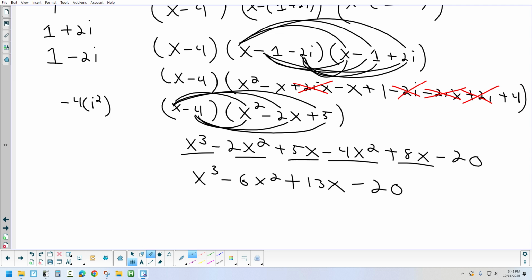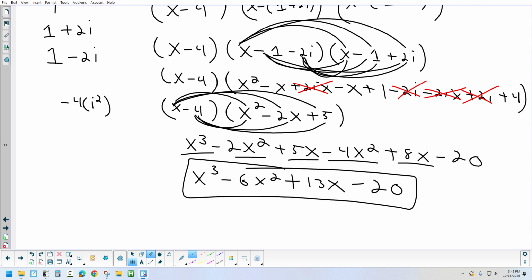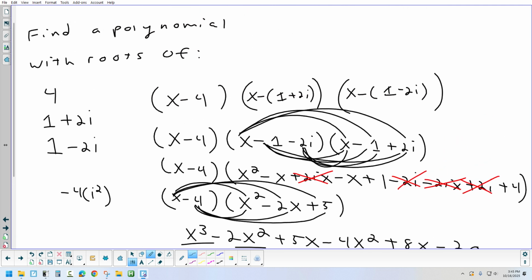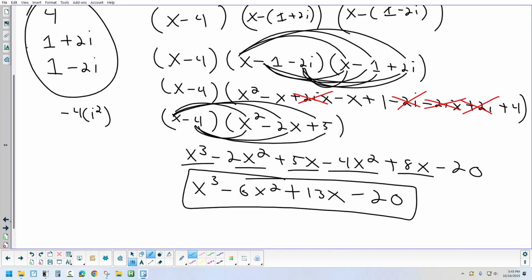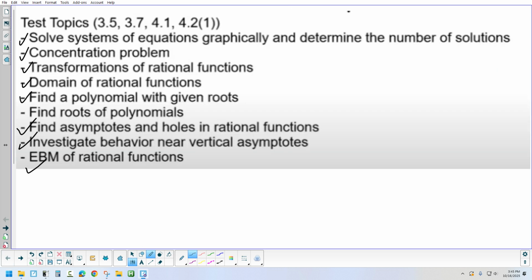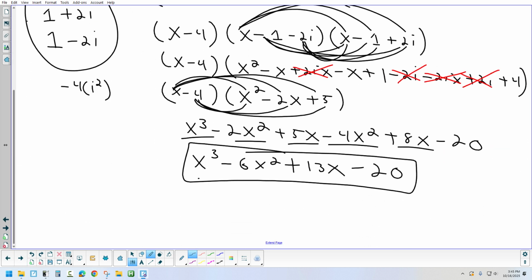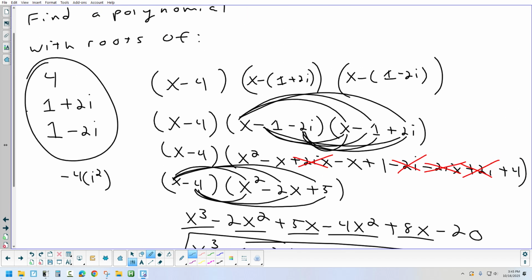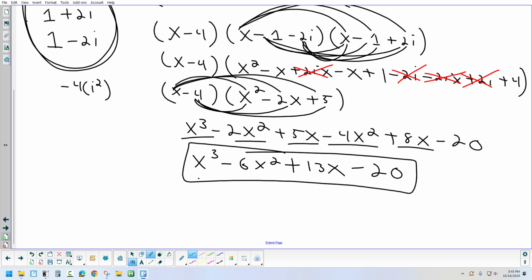Minus 20. Minus 20. So that is a polynomial that would have these three as roots. Now, the last type of question is to take this and figure out the roots. So do people want to see the last one, finding the roots? Yeah? Okay. Now I'm going to do the same problem. I'm going to reverse everything we just did, and hopefully we get these as the answers. All right, so now let's take this and go back.